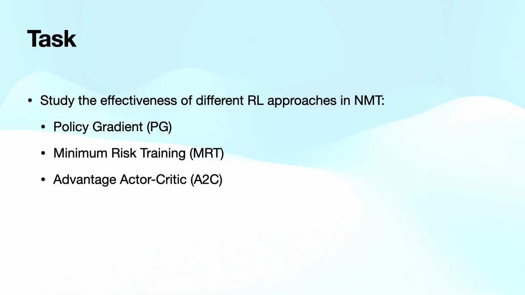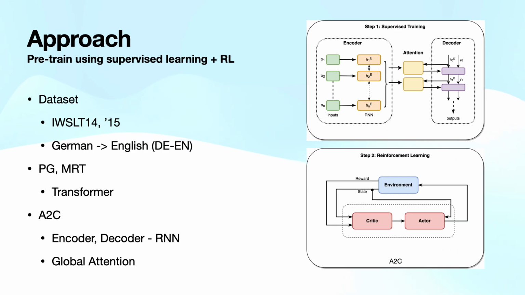In our project, we pre-train models before applying RL to fine-tune them and determine whether it can help. We conduct experiments on the German to English translation task. For policy gradient and minimum risk training, we utilize pre-trained transformer models. For actor critic, we employ traditional encoder-decoder RNN-based models with global attention.